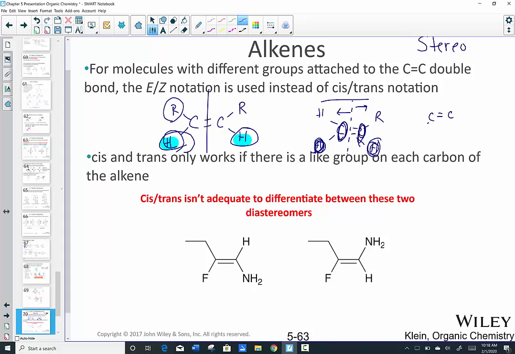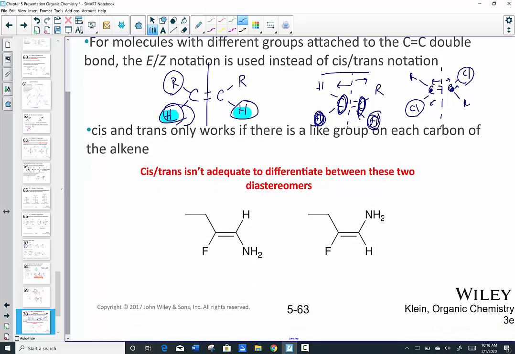A cis-trans, if I have two chlorines, those are the same. That can have a trans configuration or a cis configuration. As long as two groups are the same, when I look left, look right, the two carbons in the double bond have to have two like attachments in order to compare a cis-trans configuration. But what if they don't? What if they have different types of attachments leading out from the two carbons in the double bond?